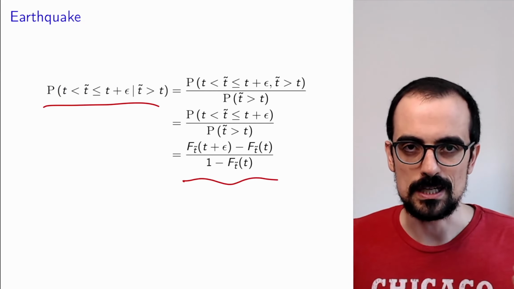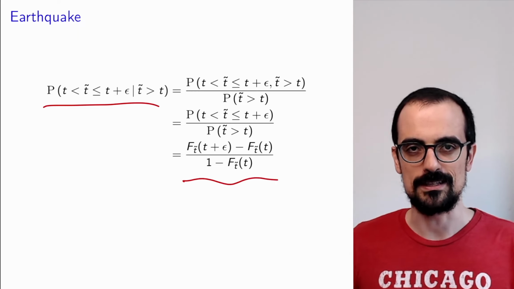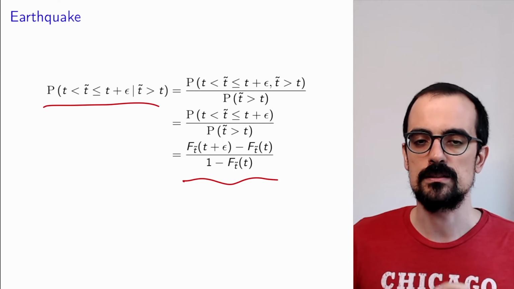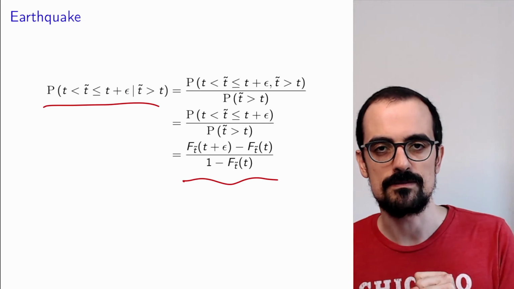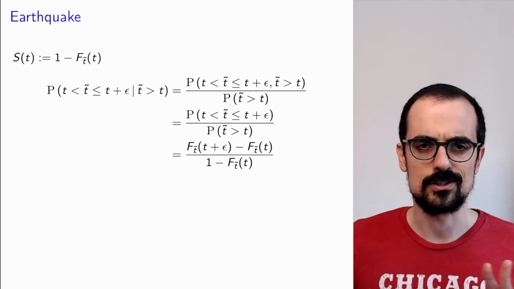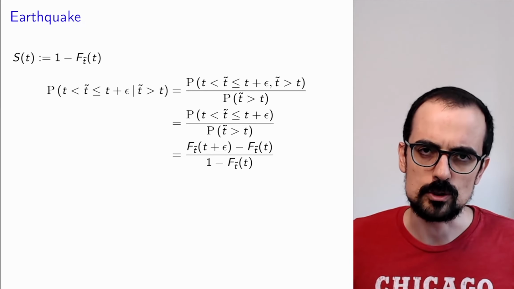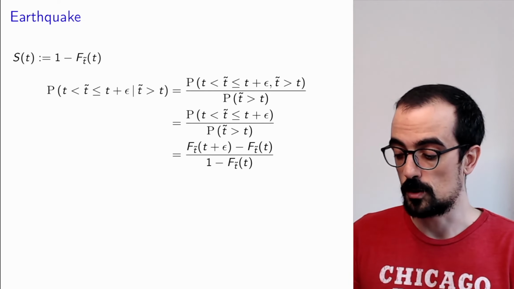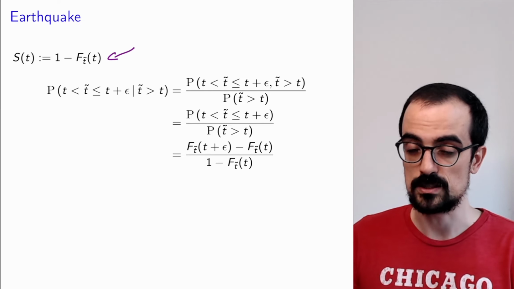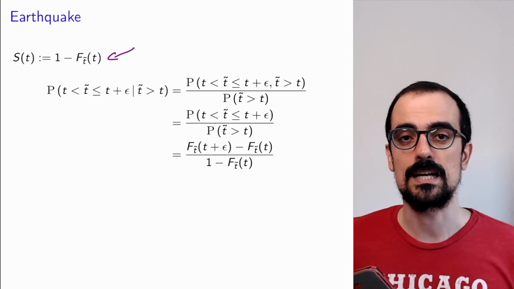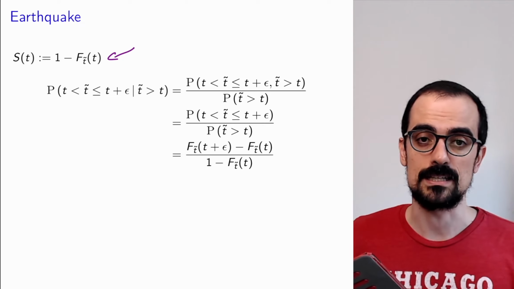We're going to have to do some more work though. In particular, we're going to have to take the limit where epsilon goes to 0. In order to do that, it's going to be convenient to work with the survival function instead of the CDF. This is the only time I think in the course where we're going to use the survival function, so don't worry too much about it. This is just a change of variable, but it is a function that is commonly used in statistics, which is just 1 minus the CDF. Again, don't worry too much about it. For this particular case, it's just more convenient. You can think of it as a change of variable.